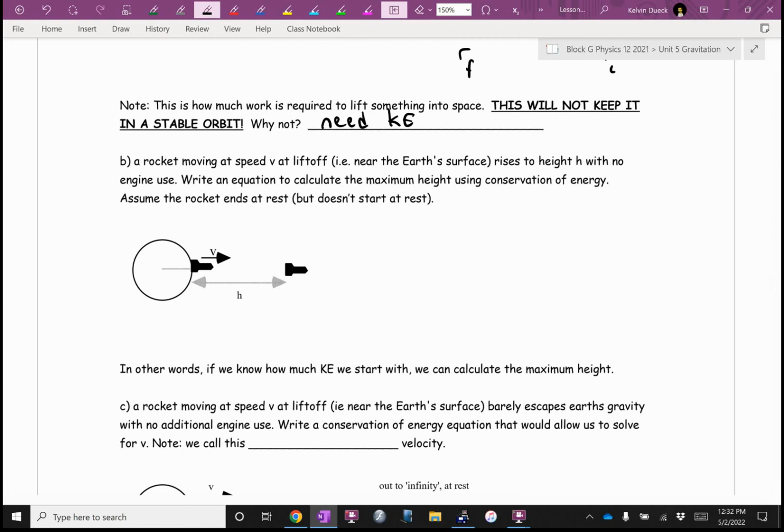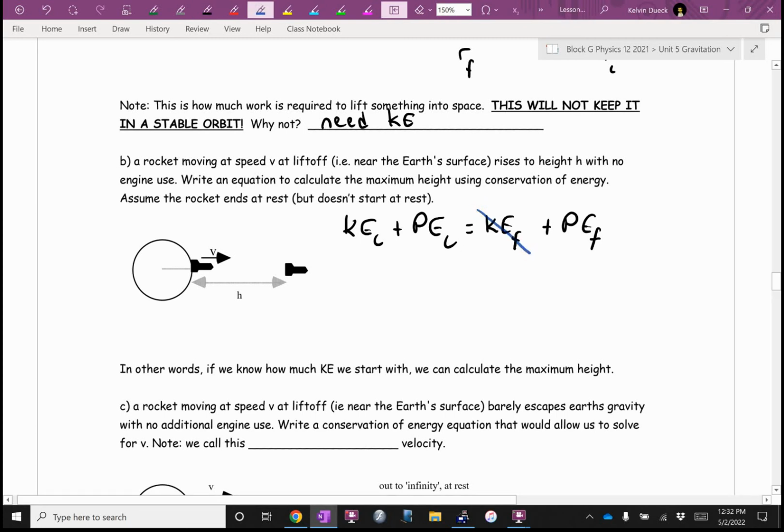Conservation of energy. So I'm going to start out like this. KE initial plus PE initial equals KE final plus PE final. It says we end at rest, so I can do that. Oh, look up. Don't write this down. I'm starting on the Earth. Can I cross out initial?